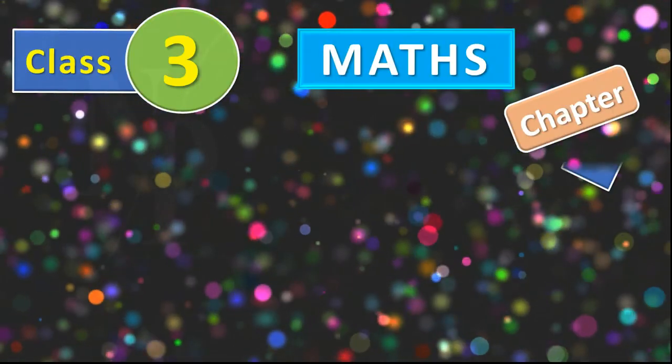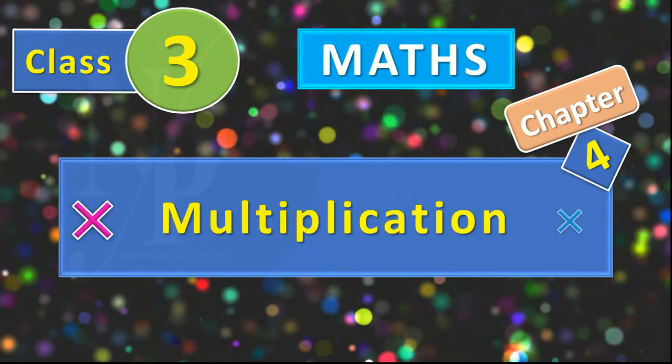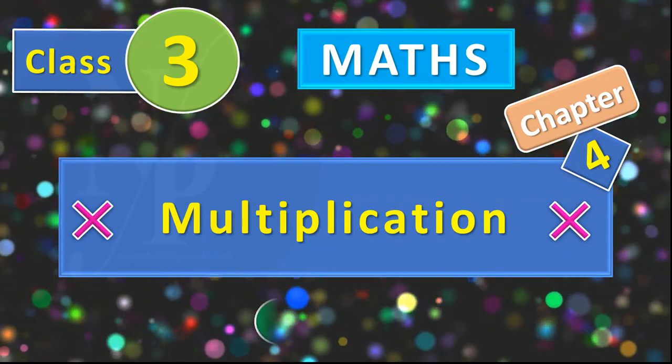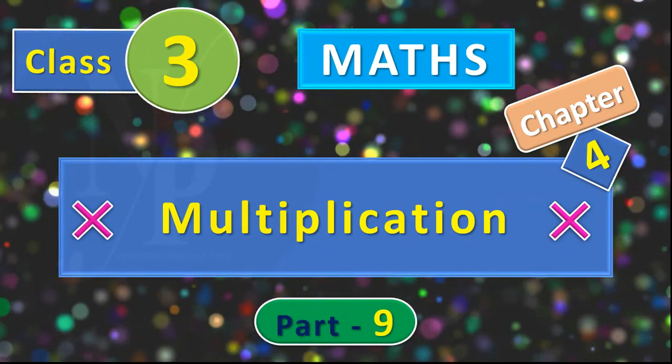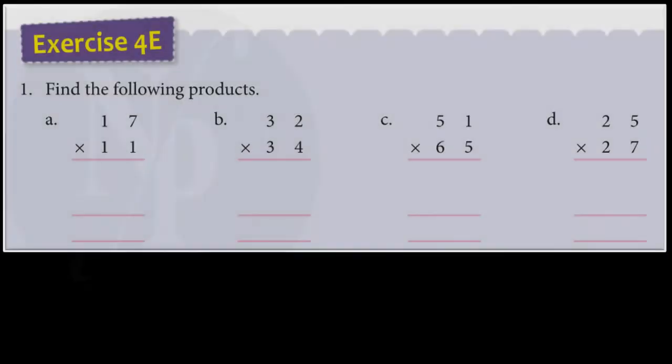This video is made for class 3, subject maths, chapter number 4, multiplication. And this is the 9th session on this chapter. Today, let us solve the exercise 4E. Question number 1. Find the following products. Let us find the following products.